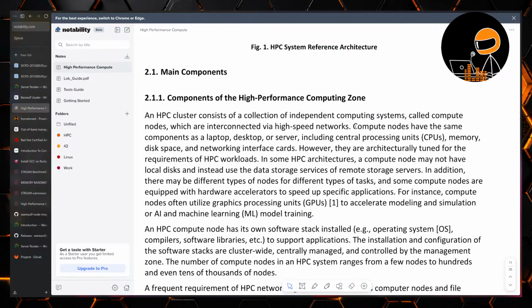so then we've got main components of high performance computing. An HPC cluster consists of a collection of independent computing systems called compute nodes, which are interconnected via high-speed networks. Compute nodes have the same components as a laptop, desktop, or server, including central processing units, memory, disk space, and network interface cards. However, they are architecturally tuned for the requirements of HPC workloads. That I didn't know.